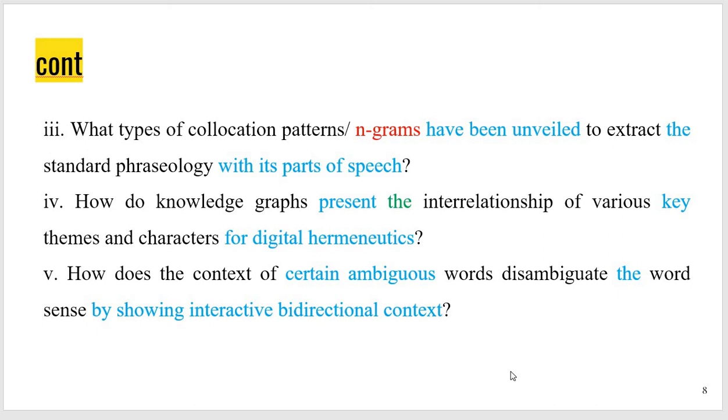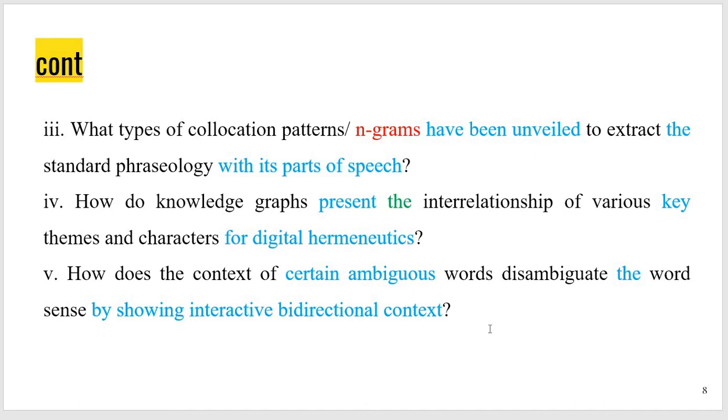How does the context of certain ambiguous words disambiguate the word sense by showing interactive bidirectional context? Here, context of certain ambiguous words is independent variable, and disambiguation of word sense is dependent variable.